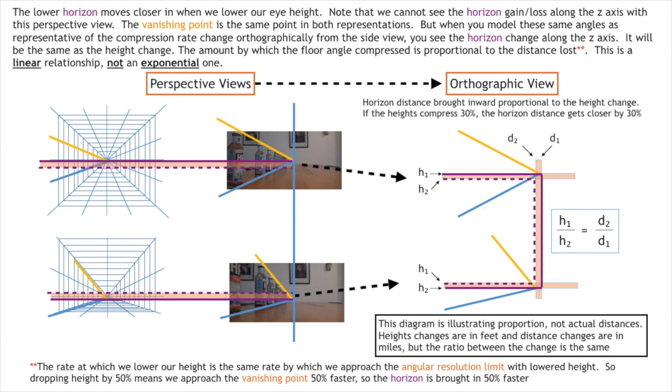So again, the rate at which we lower our eye height is the same rate by which we approach the angular resolution limit with a lowered height, which we'll get to. So dropping our height by 50% means we approach that vanishing point 50% faster. So the horizon is brought 50% closer. I'm just trying to represent that diagrammatically here, but essentially the bottom line is we are representing height in feet and distance in miles, but height 1 over height 2 is equal to distance 2 over distance 1.